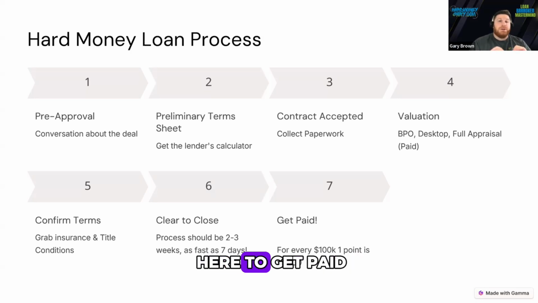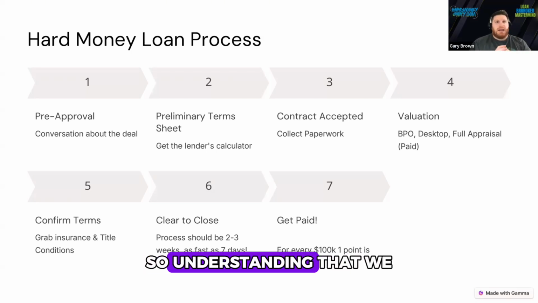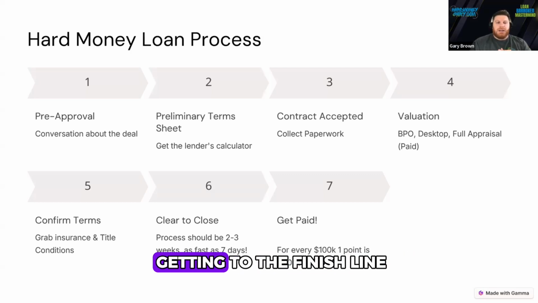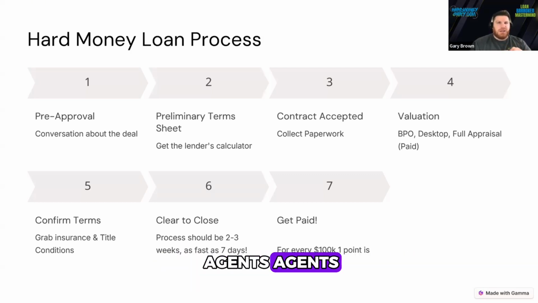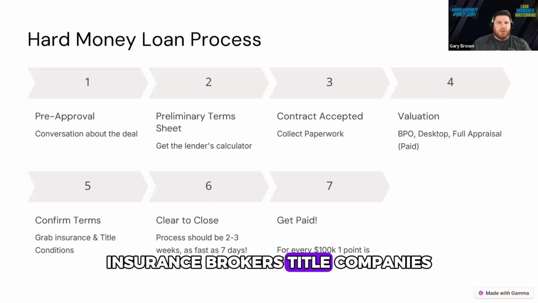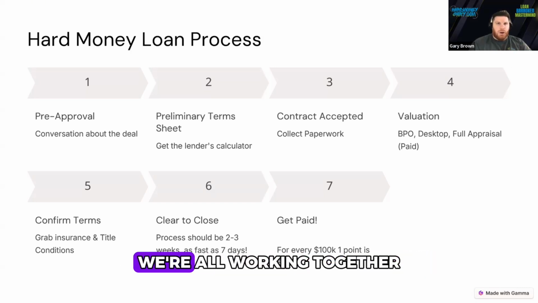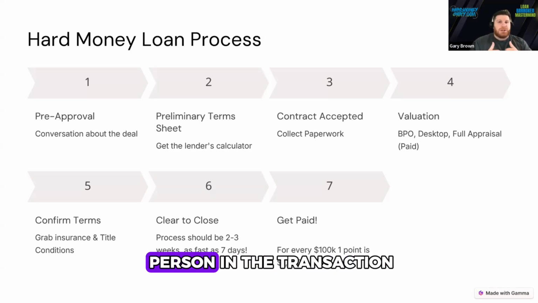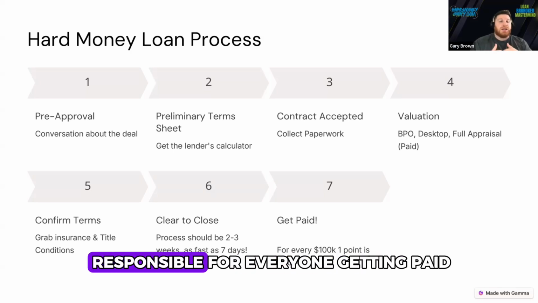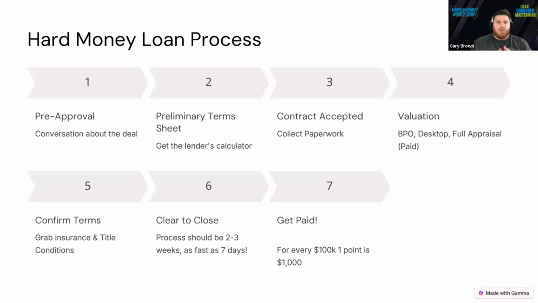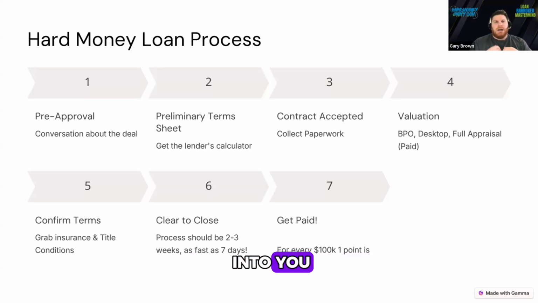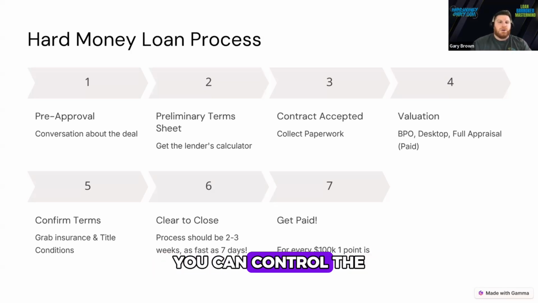And they're here to get paid. So understanding that we are working as team members with people that are getting to the finish line. Those are real estate agents, insurance brokers, title companies, wholesalers, we're all working together to get to the finish line. And if you can be the quarterback of the transaction, which I believe that we are, we're the most important person in the transaction because we're the ones responsible for everyone getting paid. We are in control of the money. If you ingrain that identity into you, then you can control the conversation, you can control the transaction as best as possible.